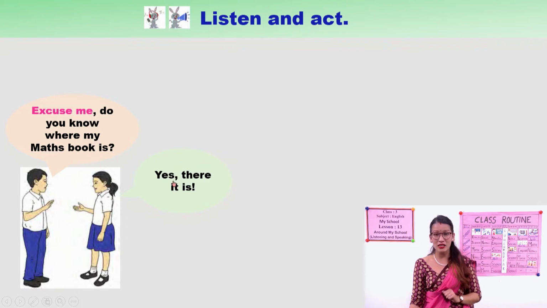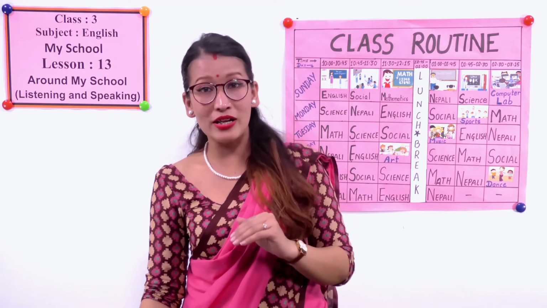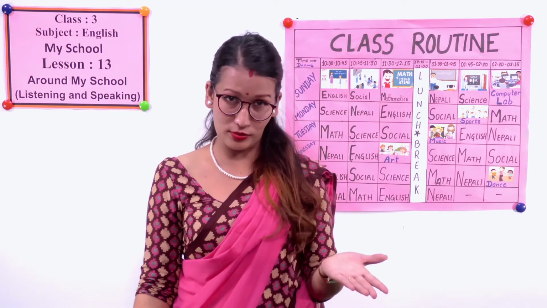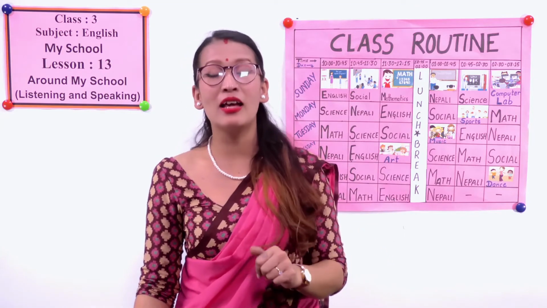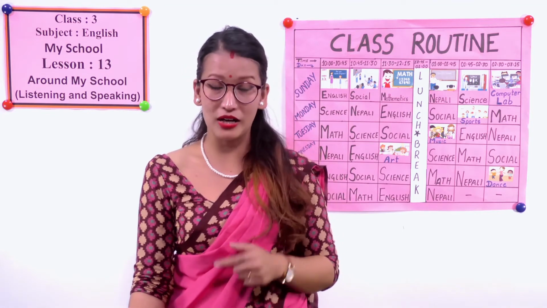Now the girl says, yes, there it is. And so is the math book. Now, you know, we use the words excuse me to ask our friends where our things are also. Yes? Now, in the same way, let's listen to another conversation. Okay, ready? Listen carefully.